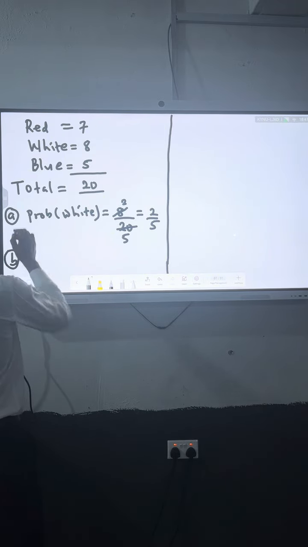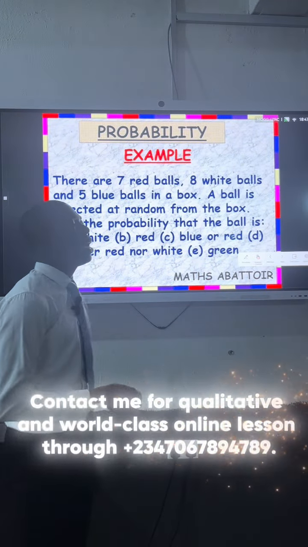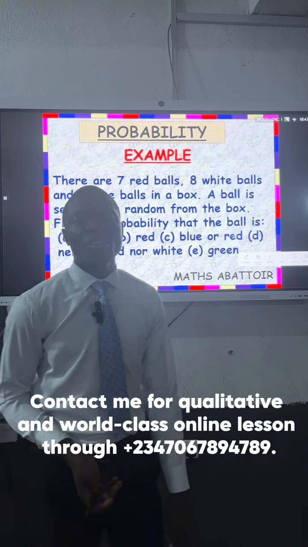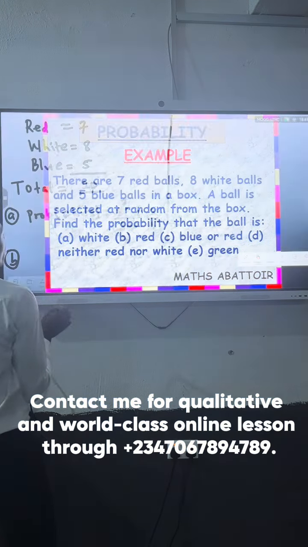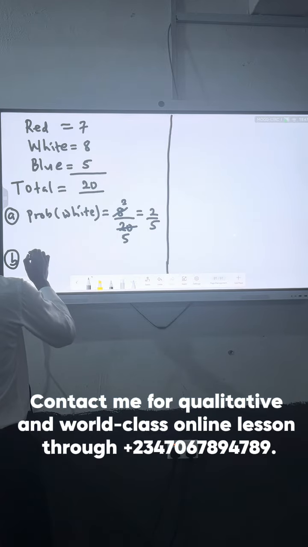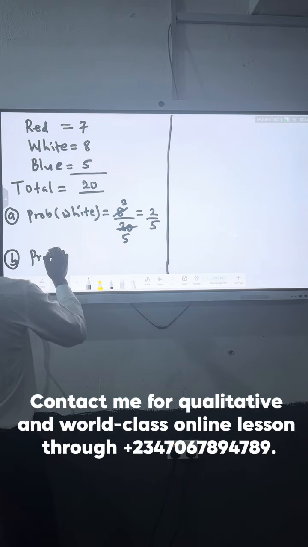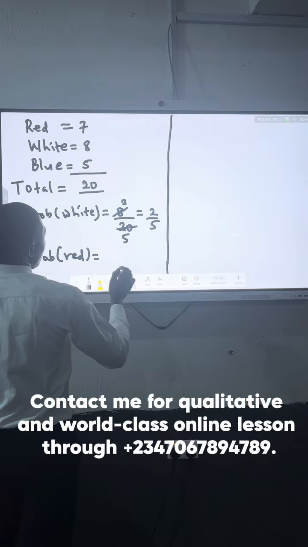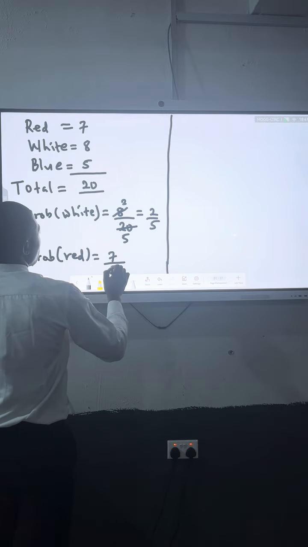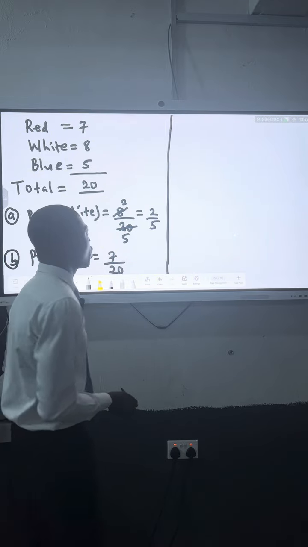The B part of the question says, find the probability that if you pick a ball at random from the box, it's going to be red. So probability of red is the number of red balls over the total number of balls. We write the short form, prob red, is the number of red balls in the box, which is 7, over the total number of balls, 20. So we have answered the A and the B part of the question.